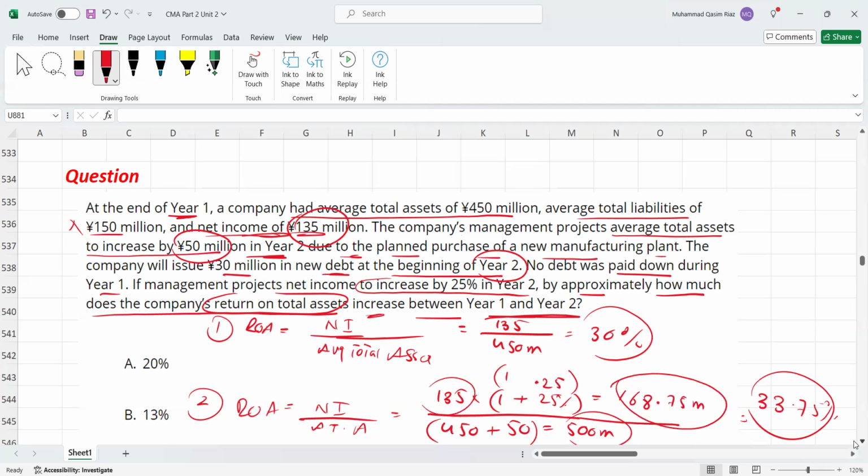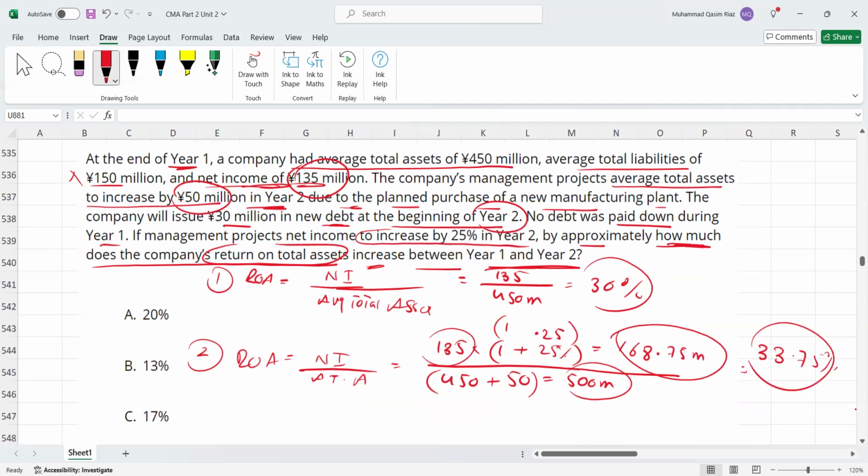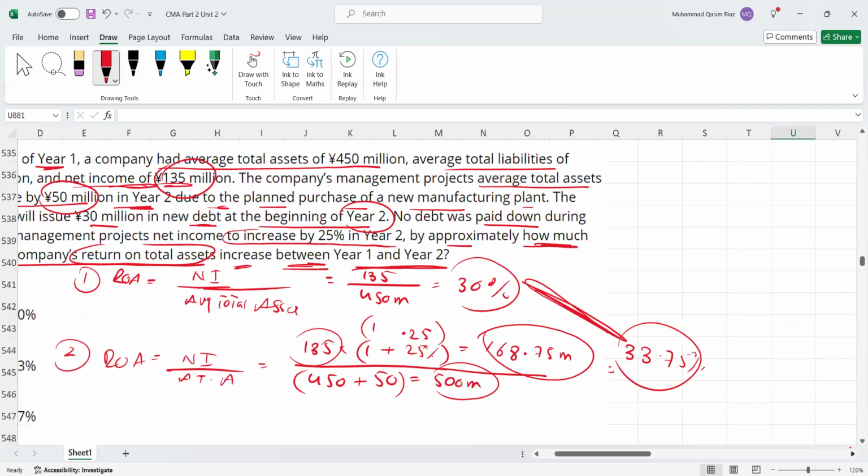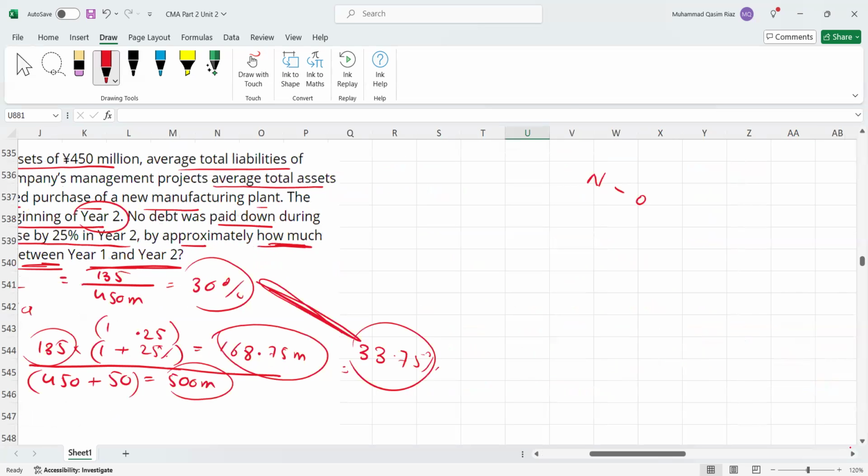Now the question is how much does the company's return on total asset increase between year one and year two? Guys, don't consider it this way. It was 30% and it is 33.75%, so you don't say it is increased by 3.75%. No, it is totally wrong. You have to calculate the trend. And how will you find the trend? You will always take the new percentage minus the old percentage, divided by the old percentage, multiplied by 100. This will give you the trend, the actual increase or decrease percentage.